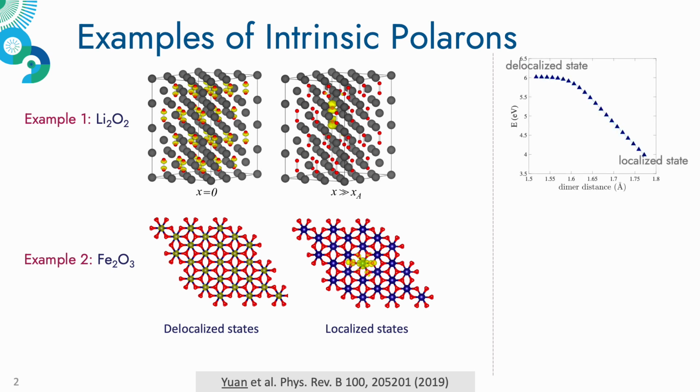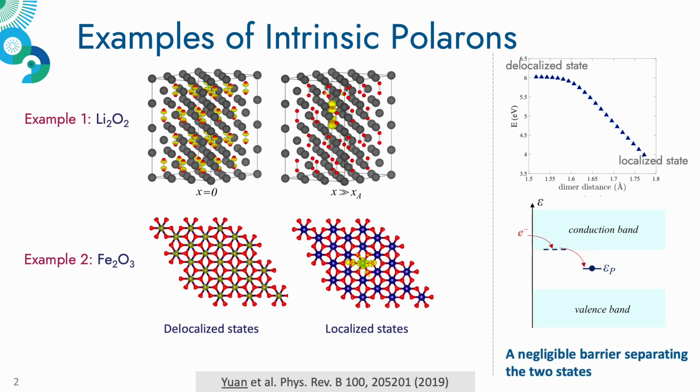From the electronic band structure point of view, it can be viewed as the conduction band minimum already being composed of the orbitals the electron will be localized on in the end. Once there is an excess electron, the state lowers directly from the CBM. So there is only a negligible barrier separating the two states.